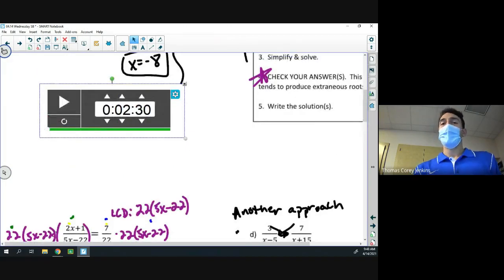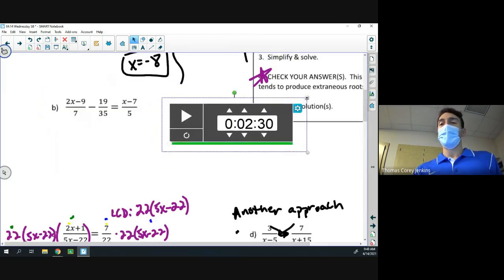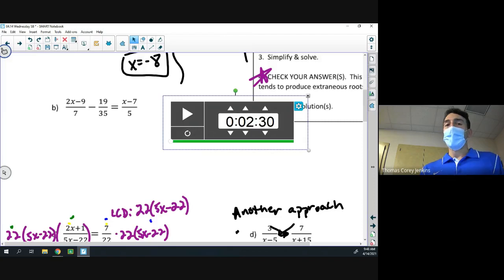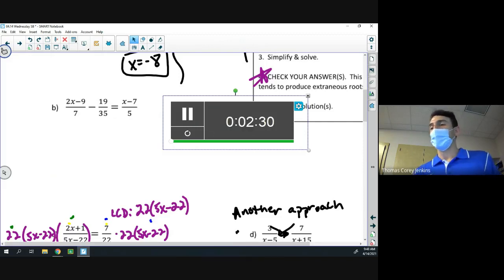So before we go to the back side, I do want you to try B. So notice B is put together more similarly to A, right? So cross products wouldn't apply because we have 3 fractions, not 2. So you do need to use that LCD approach, and I will call on you guys. So feel free to check answers, compare answers, all that good stuff. And try to be ready.